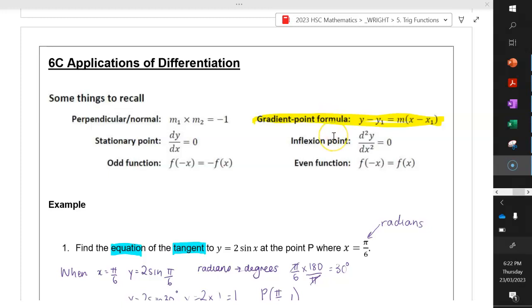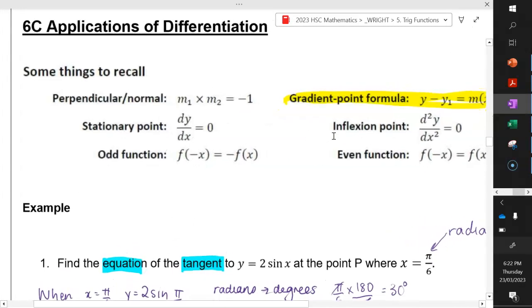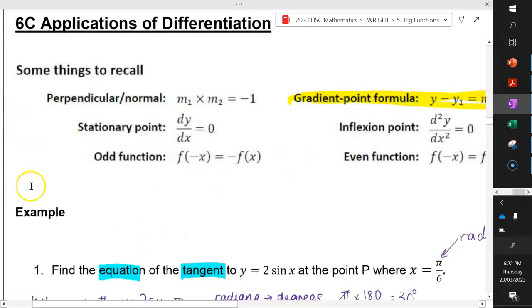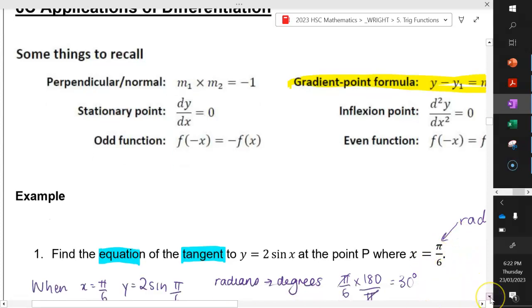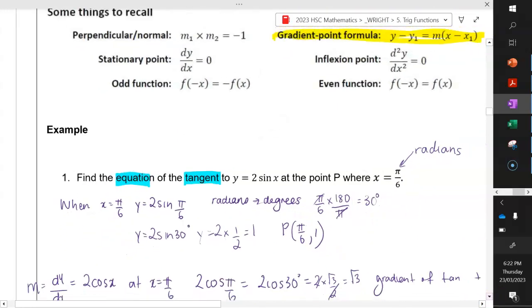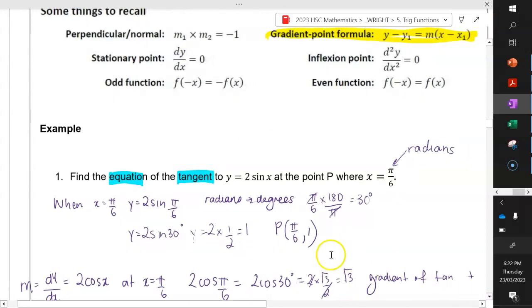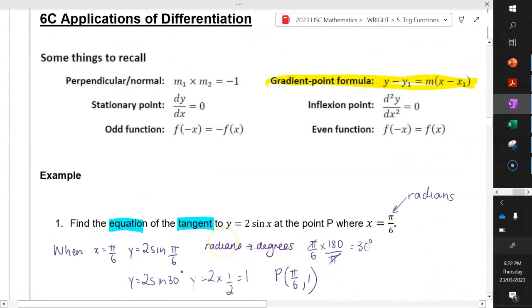So let's go down to example number 1 below here, and what it wants us to do is to find the equation of the tangent to y equals 2 sine of x at the point P, where x is equal to pi over 6. And that pi over 6 is in radians there. So we'll need to make sure we're dealing with that. Okay, so the two main things that I've got here are highlighted in blue. We're finding the equation, and it's the equation of the tangent.